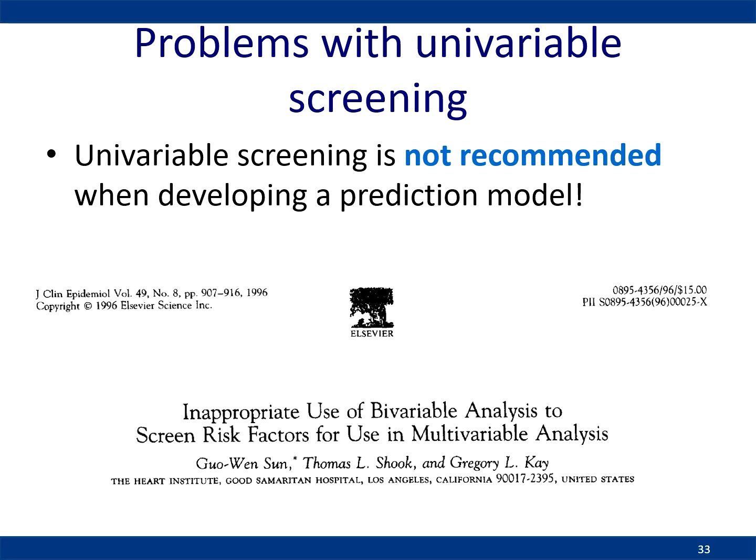So therefore, univariable screening is not a recommended approach when you set about to develop a risk prediction model. And a paper came out back in 1996 on this, the inappropriate use of bivariable analysis, referring to univariable screening. However, we do sometimes still see this in the literature.